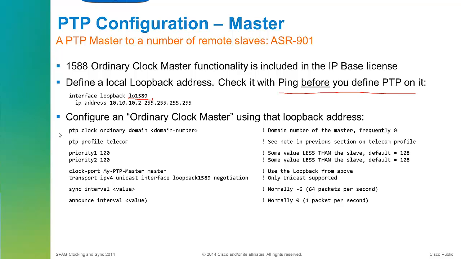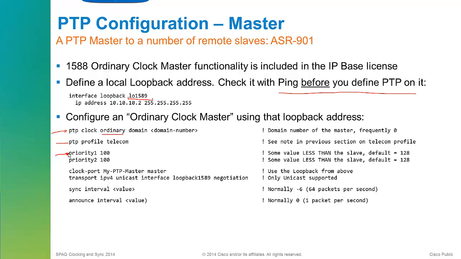And then similarly to the slave, we define a PTP clock. It's an ordinary clock, an ordinary master this time, not an ordinary slave, and the domain number that we want. In this case, 901 PTP telecom profile. Now, priority here, you'll notice, is a difference. Remember, we said before that the standard default priority is 128, and if you configure a master or a slave, it'll come up as 128. But we also said if you're on the 901 and the slave is 128 and the master is 128, it will never become a slave.